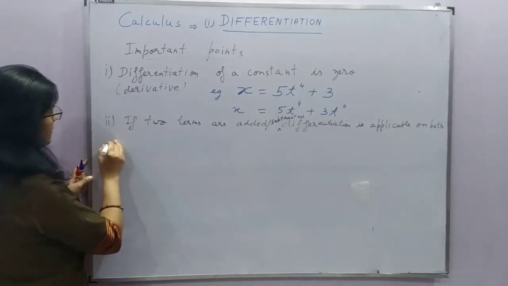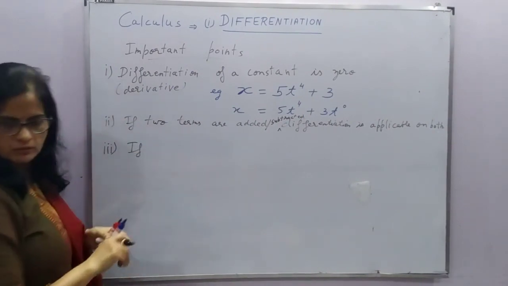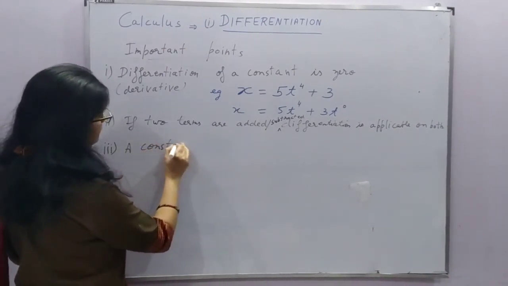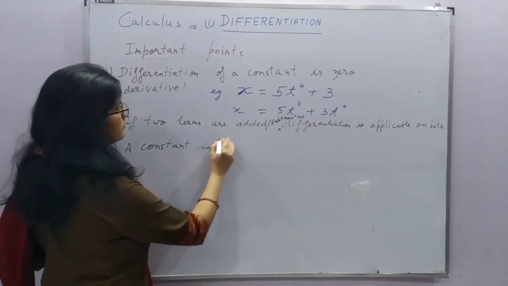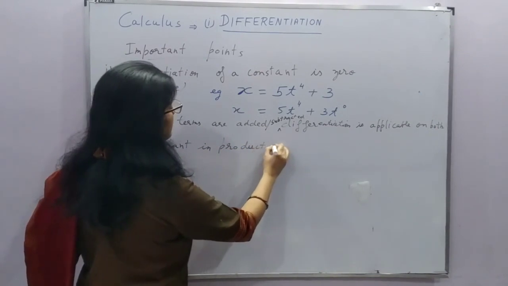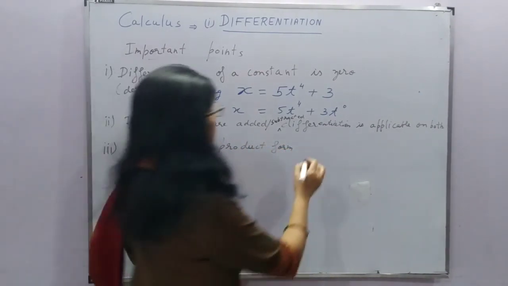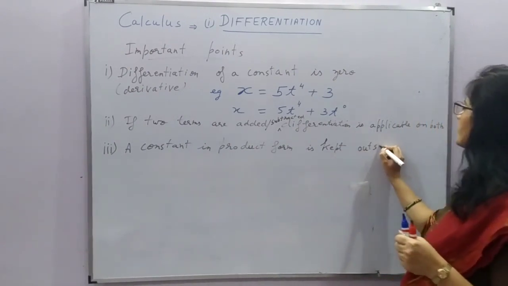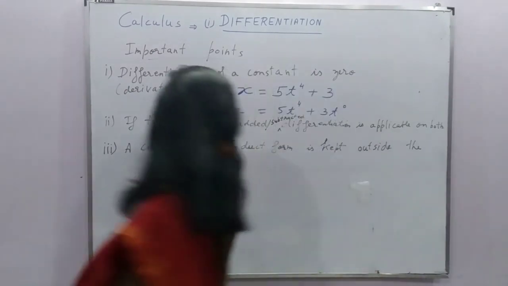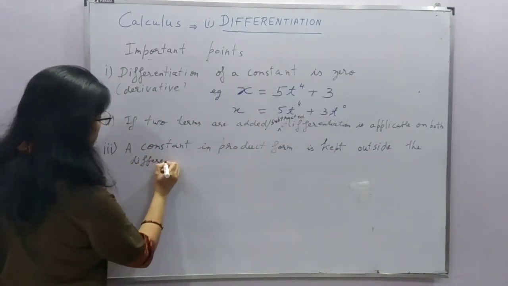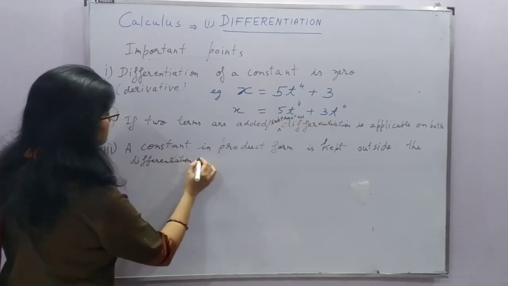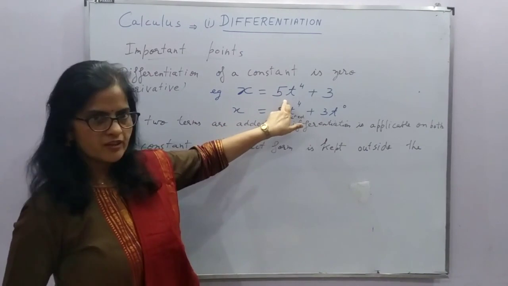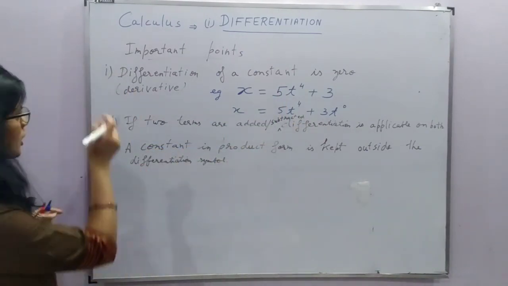Right? Third is, if we can write in short, a constant in product form, is kept outside the differential symbol. Right? So like in this example, 5 is multiplied here. So 5 will be kept outside the differentiation. Right? So now we can take this example.